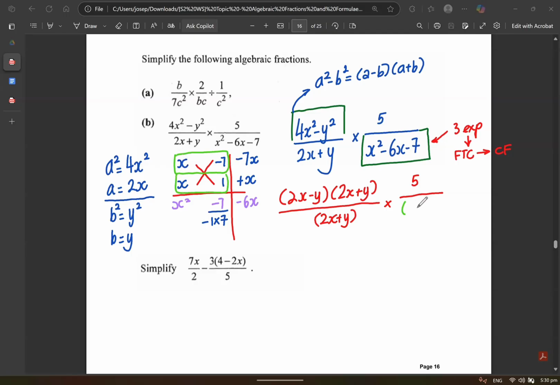All right, so your numerator becomes this, and your denominator becomes this. What you're going to do now is obviously you want to cancel it. Is there anything that you can cancel? You realize that there isn't. There's only one part, which is this and this. So 5(2x − y) over (x − 7)(x + 1). Anything you can cancel? Nope. If there's nothing that you can cancel, this is your answer for this question.